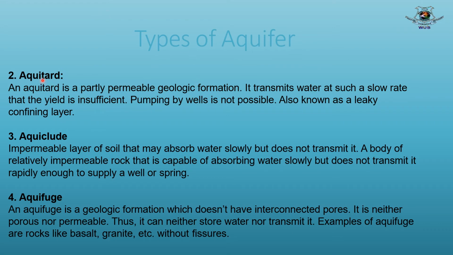So simply we can say an aquifer is a permeable geologic formation. An aquiclude is an impermeable geologic formation. An aquifuge is neither permeable nor porous. It does not have interconnected pores.